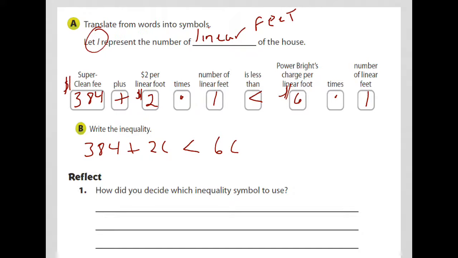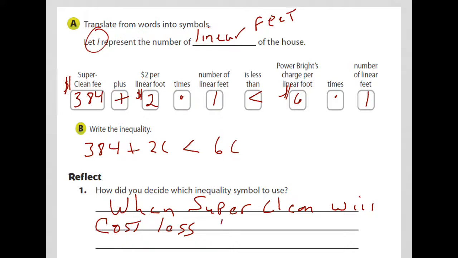So what you're trying to do is find when SuperClean will cost less than PowerBright. So of course you would use the less than sign.